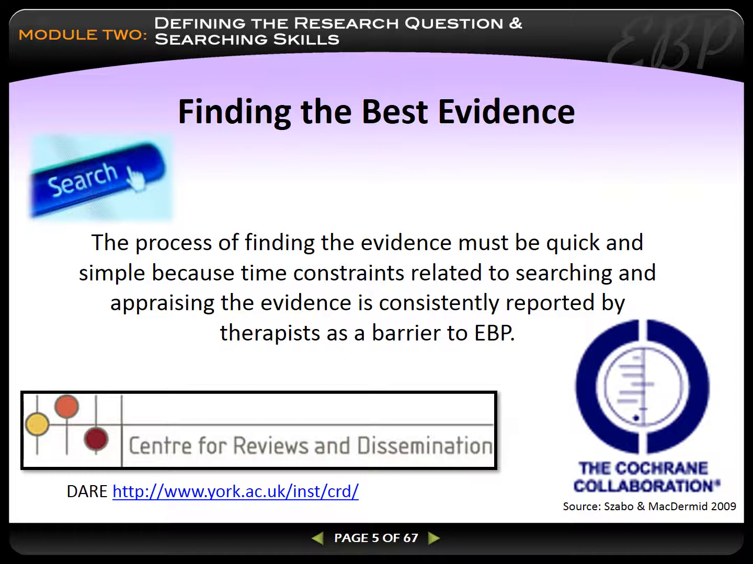Finding the evidence must be quick and simple, and that came out in the discussion board in week 1 because of the time constraints that busy clinicians face, both related to the searching and also to appraising the literature. And the findings in our discussion board were very similar to that reported in the literature.